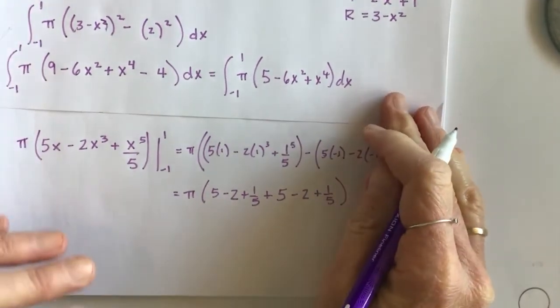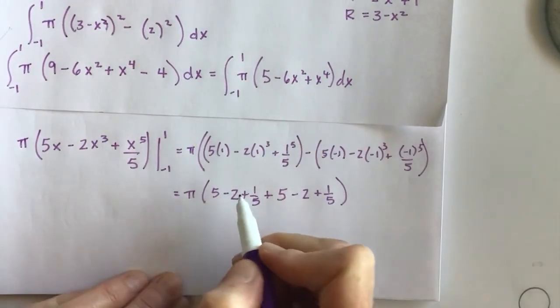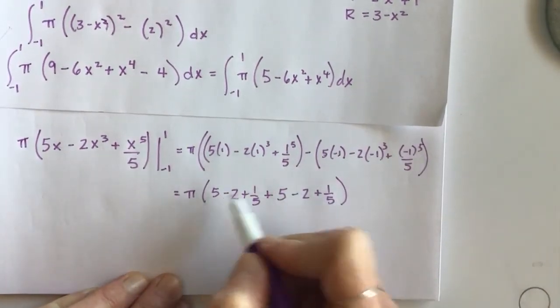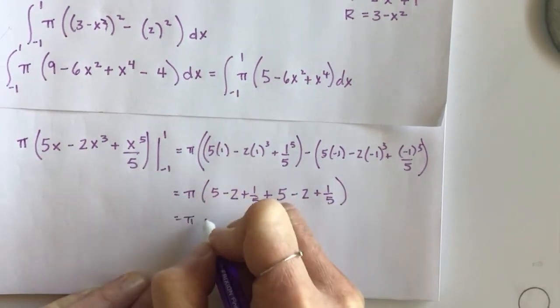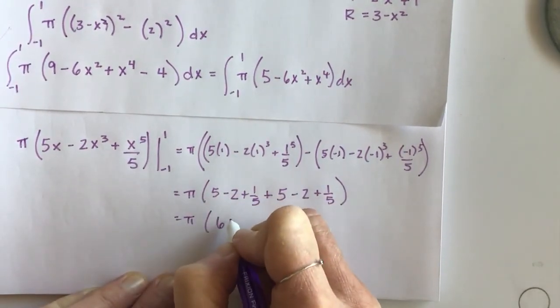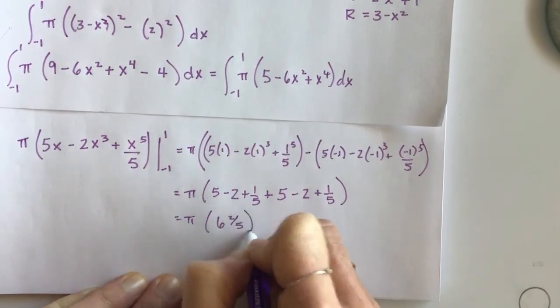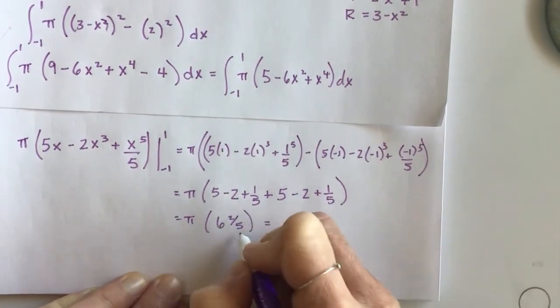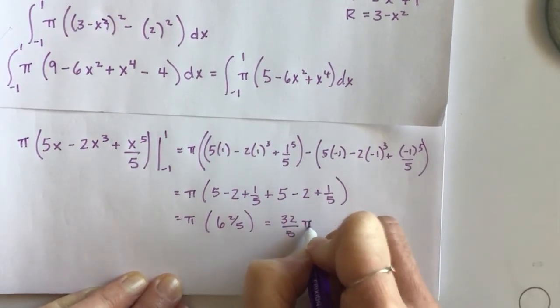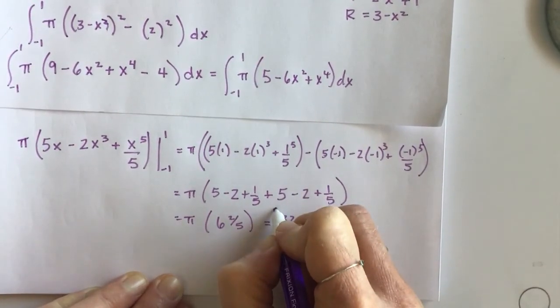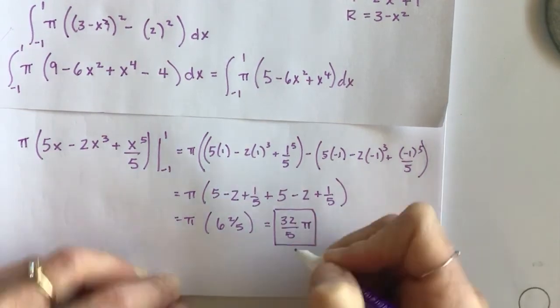So a little bit of work here. So we have 5 minus 2, 5 minus 2. So 3 plus 3 plus 2/5. So we have 6 and 2/5. Or we typically would write that, 32/5 pi. And that would be our answer.